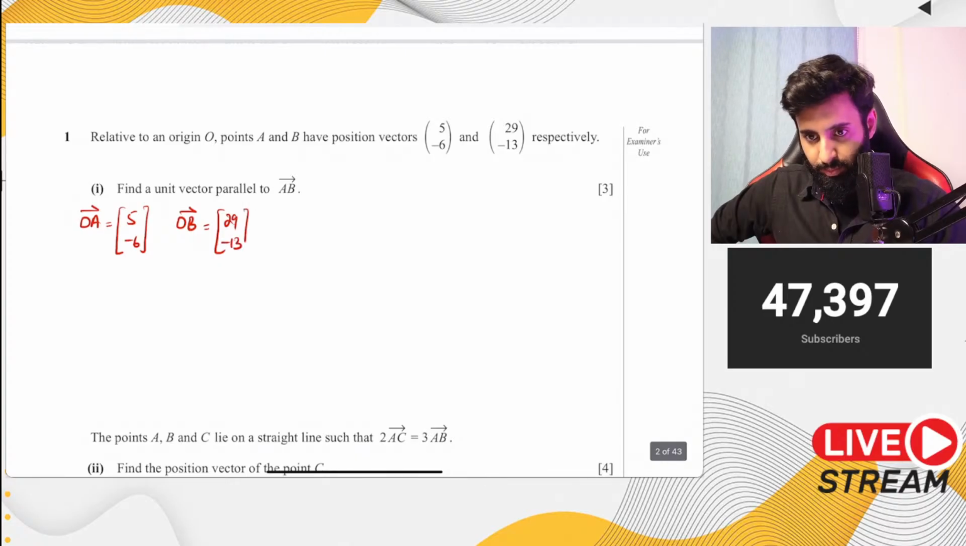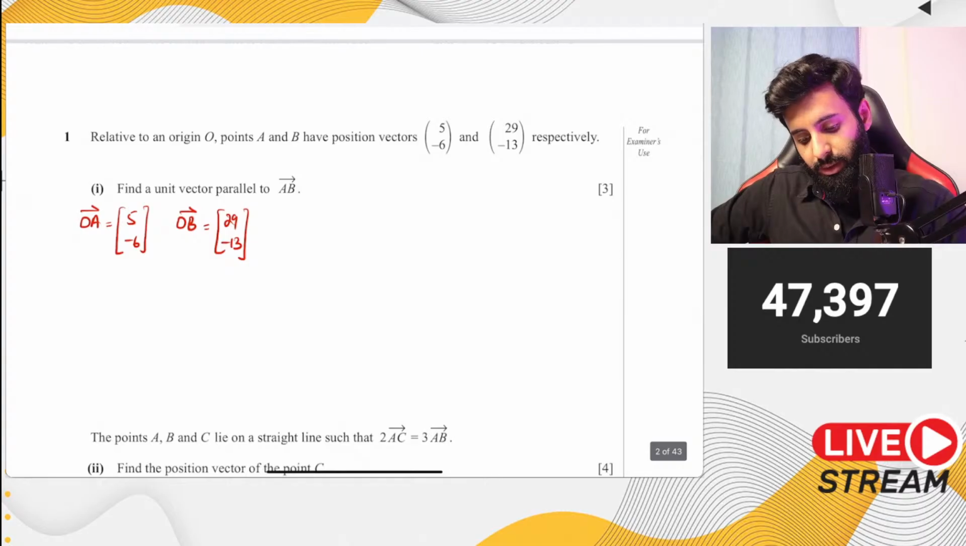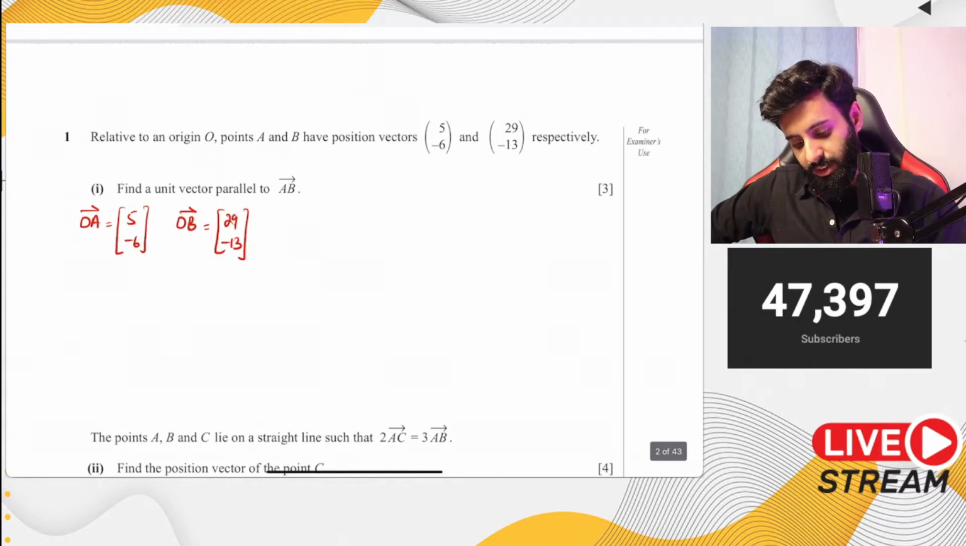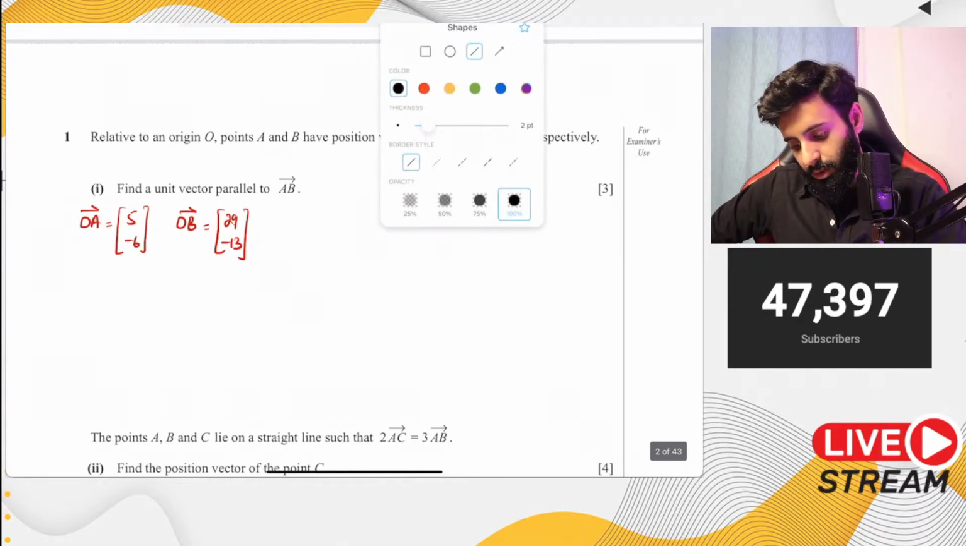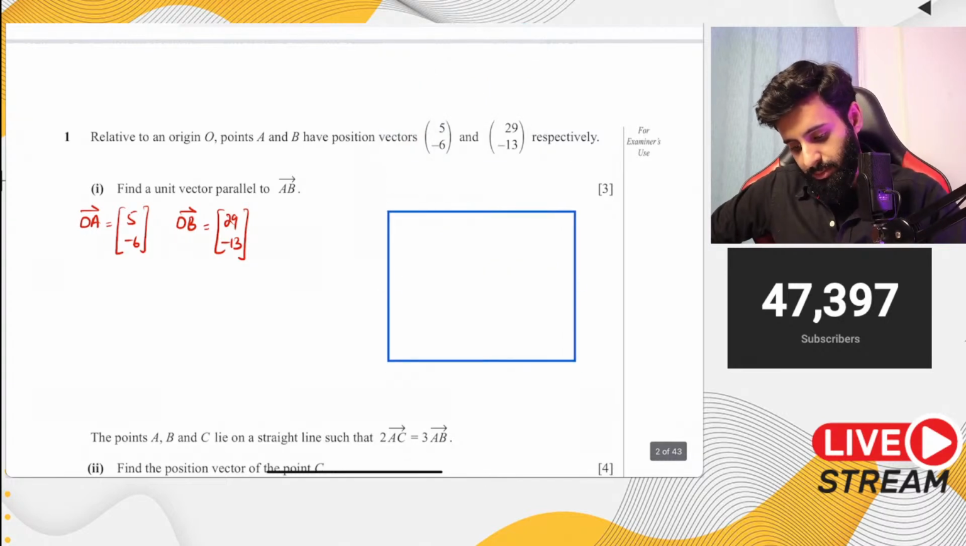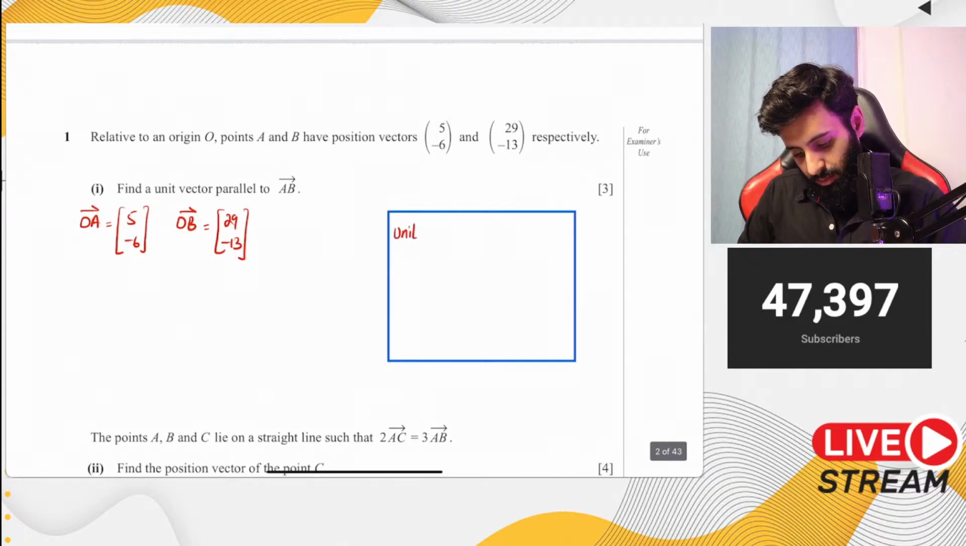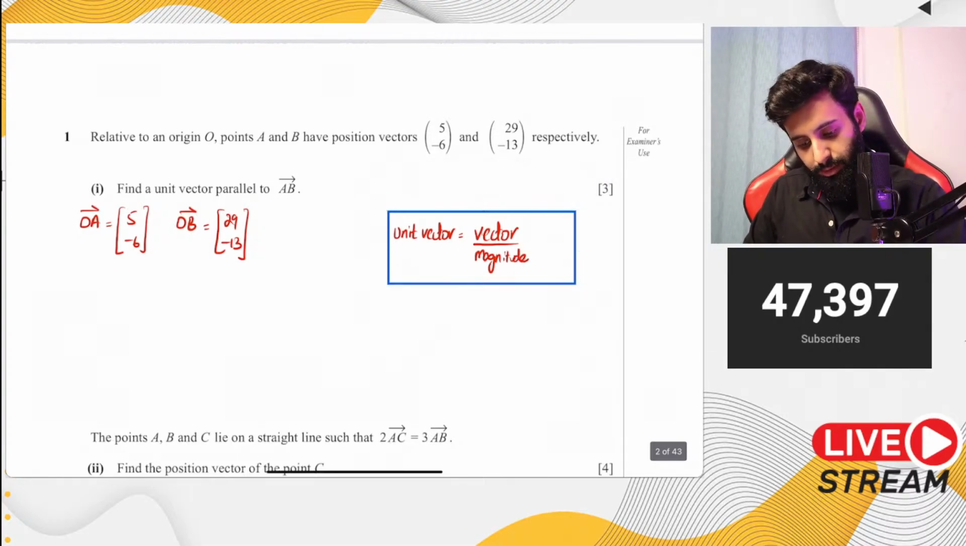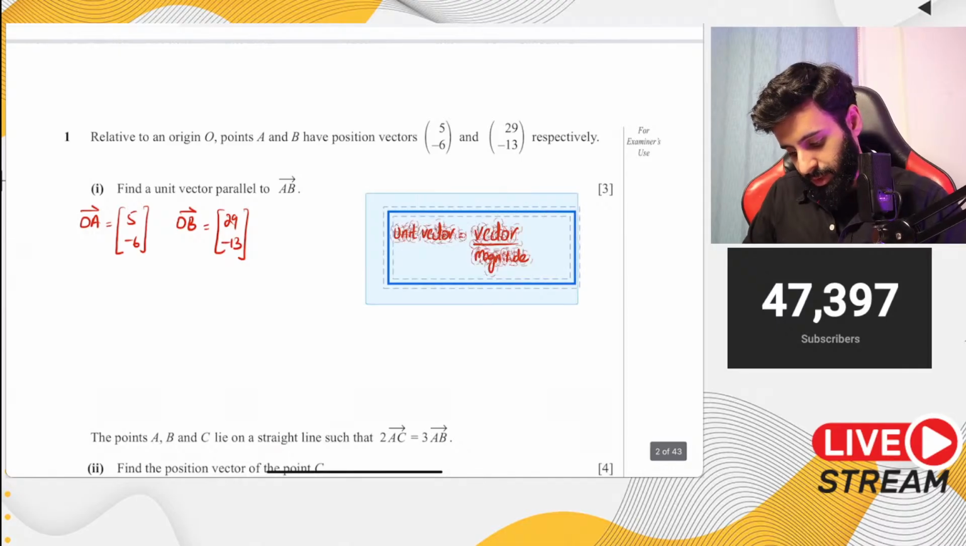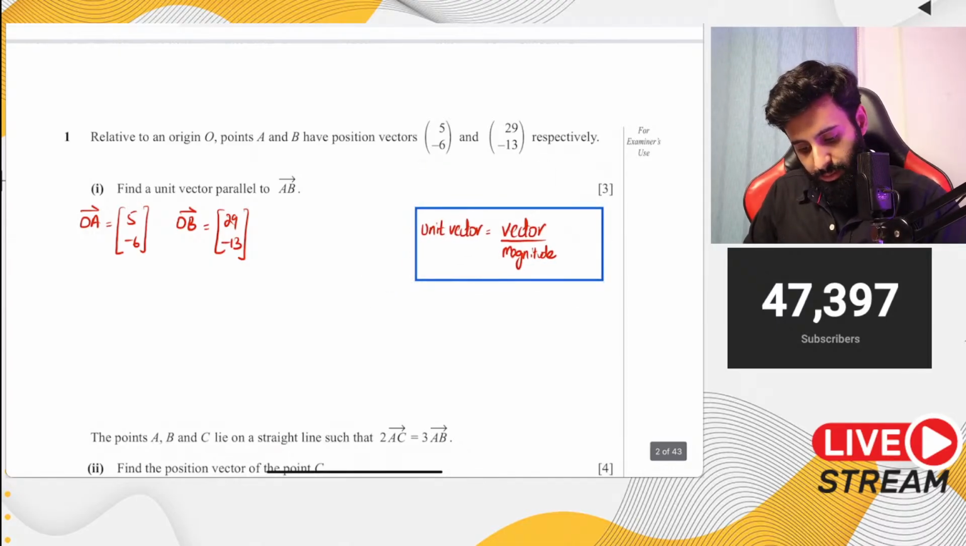Okay, now you need to find a unit vector parallel to AB. Now what exactly is a unit vector? Let's write that down. Unit vector is a vector divided by its magnitude. Okay, unit vector is basically the vector divided by its magnitude. Now what we have to do over here is we need to find a unit vector, but not only that, we need to find a unit vector which is parallel to AB.